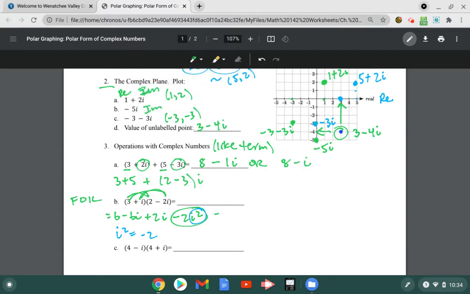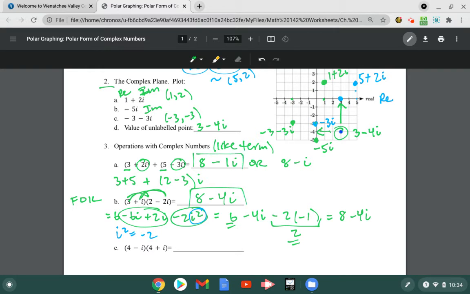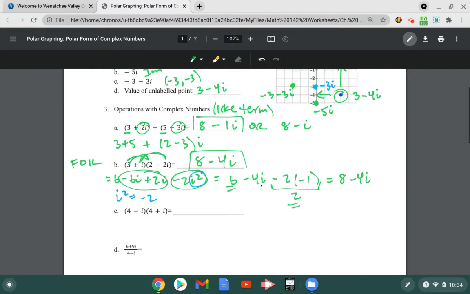So I get the 6. I can combine my imaginary terms. So -6 plus 2, that would be -4i. And here I get -2 times -1. This ends up to be a +2, and I have a couple of like terms there, and I get 8 minus 4i. So 8 minus 4i is our answer. Put a box around there, it's a lot of mess. Let's do the next one.